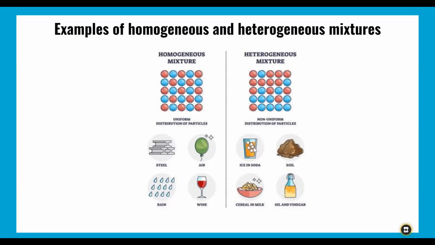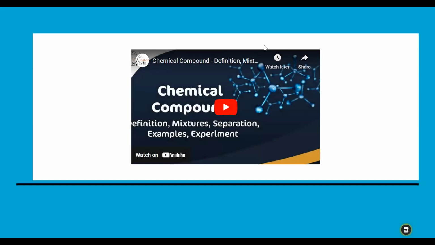Like ice in soda, you can see the ice, you can see the soda. They maintain their identity clearly. Oil and vinegar, you put oil, you will see they're not uniformly mixed. You can see the oil, you can see the vinegar. Cereal, you eat cereal, sometimes you see different colors, that's a heterogeneous mixture. So let's watch a video.